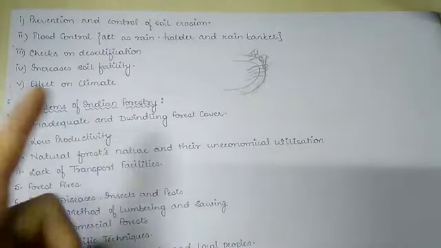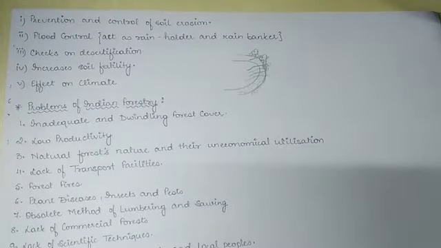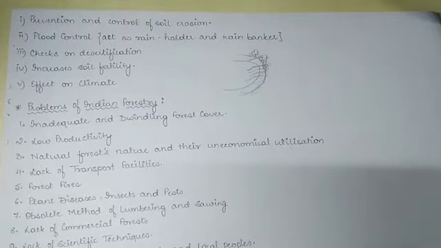The next is increase in soil fertility. The fallen leaves of the trees, and then the secretions of animals that are residing near trees, are decomposed, and they add humus to the soil. This humus helps in increasing fertility of the soil.